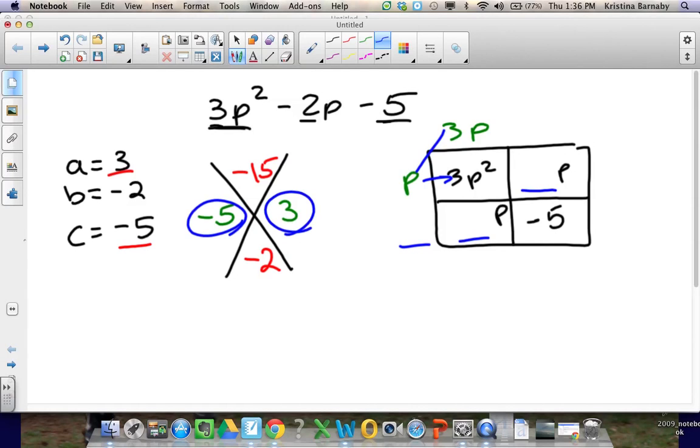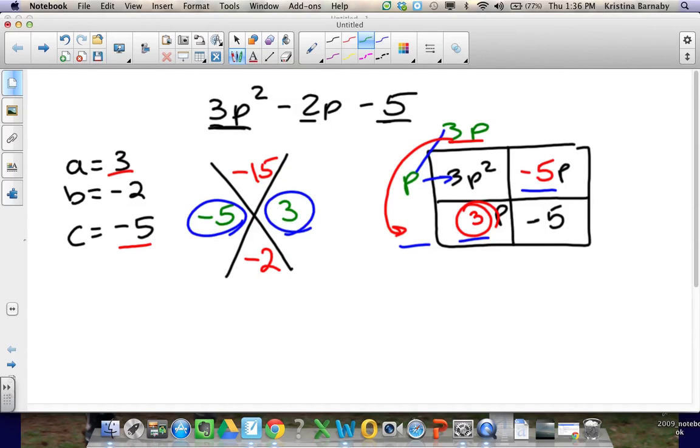Now you could put the -5 down in the bottom left side, or you could put it in the upper right. But our clue is whatever the number is going to be in that box, the 3p, we have to be able to multiply it by a whole number to get that value. Well, if we put -5 down here, there is no whole number that we can multiply 3 by to get you the -5. Therefore, we're going to be putting the 3 in here and the -5 up here.